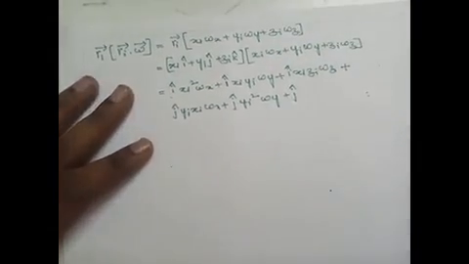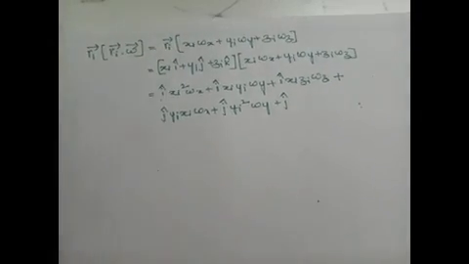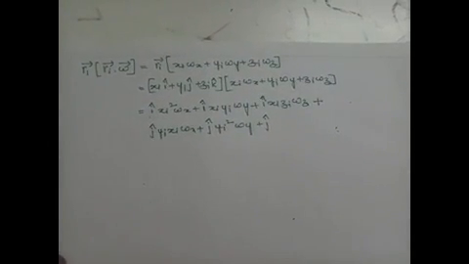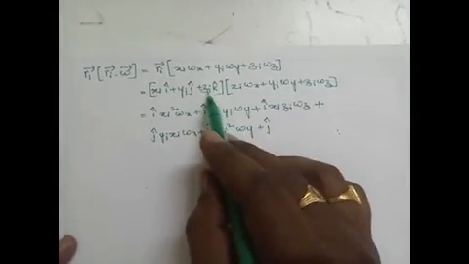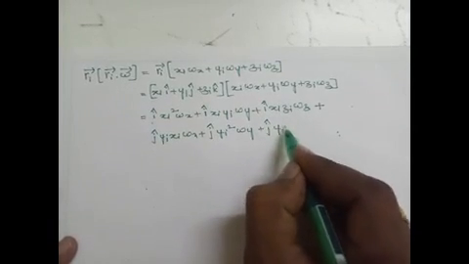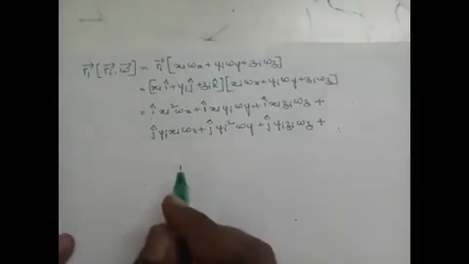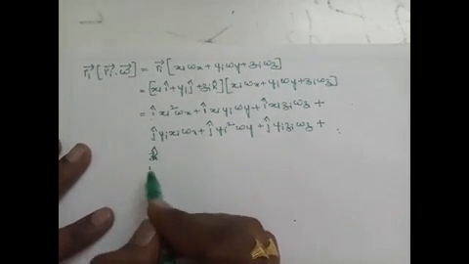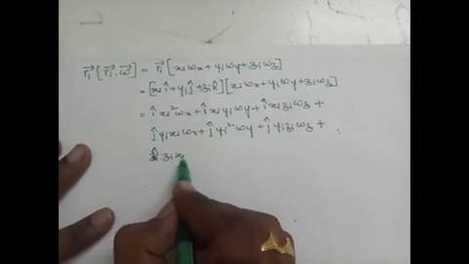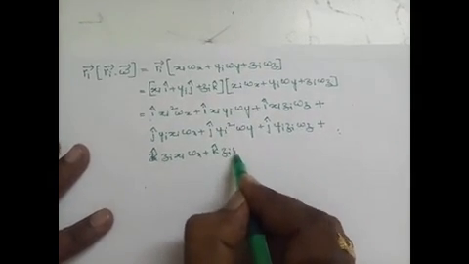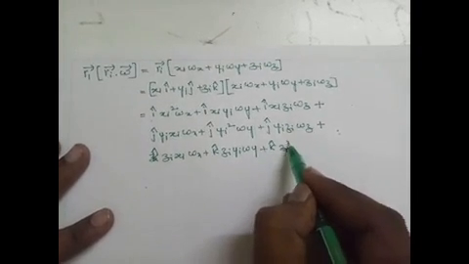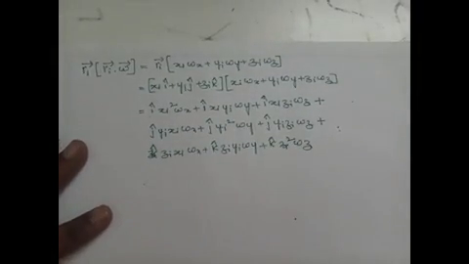j cap into, the third term, yi zi omega z, plus one more term here, k cap: k cap into zi xi omega x, plus k cap into zi yi omega y, and also k cap into zi square omega z. So we got 9 terms in this equation.